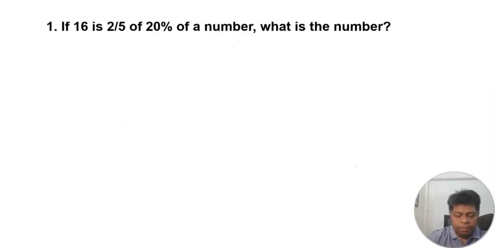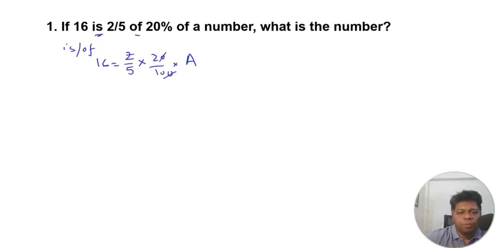Now let's start with the problems. The first one: 16 is 2 by 5 of, 20% of 100, of a number. It's a classical "is" and "of" problem. 16 is 2 by 5 multiplied by 20 by 100 of a number. Say I took the number as A. Now if I discard zeros and cancel 2 with 4, it will be 4 equal to A by 50, and then A equal to 200. So the answer is 200. Okay, now let's go to the next question.